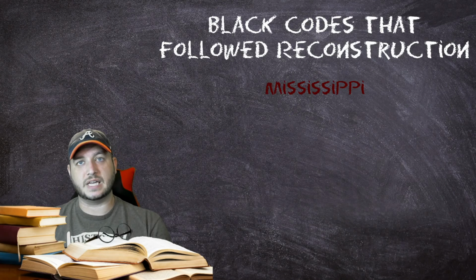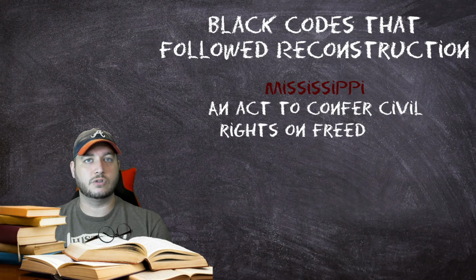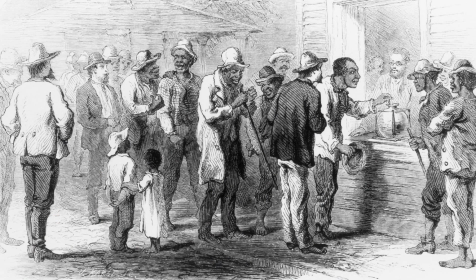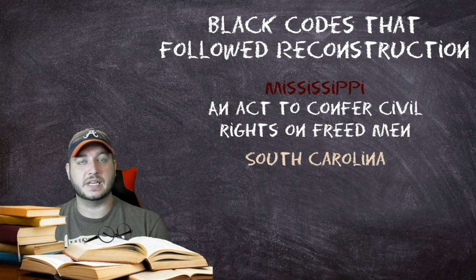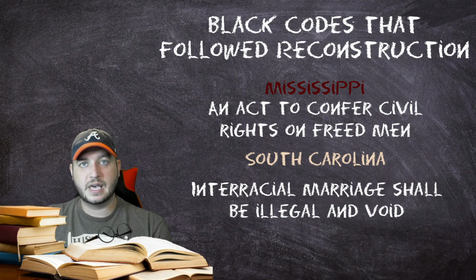Mississippi was the first state to legislate a new Black Code after the war, beginning with an act to confer civil rights on freedmen. This law allowed blacks to rent land only within cities, effectively preventing them from earning money through independent farming. This was only the beginning. Codes in South Carolina stated interracial marriage shall be illegal and void, while others forced freedmen into labor contracts with wording that included the words servants and masters.